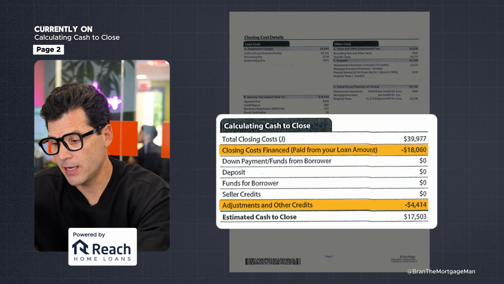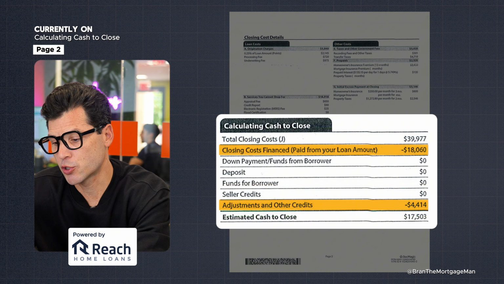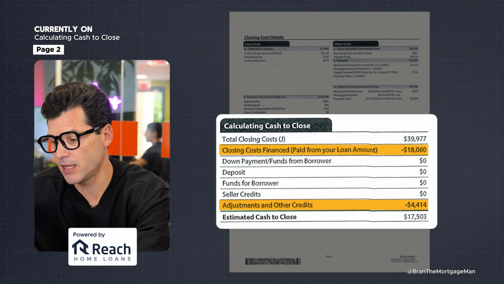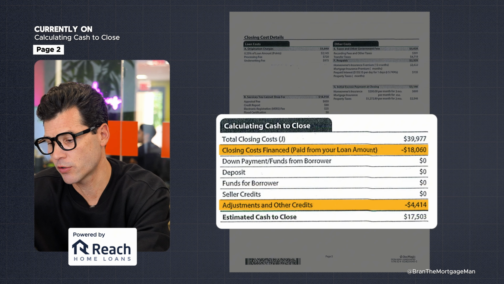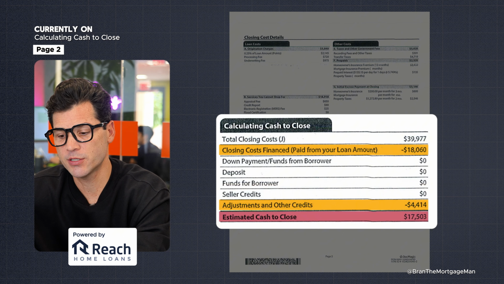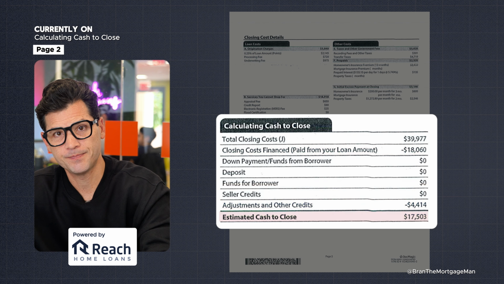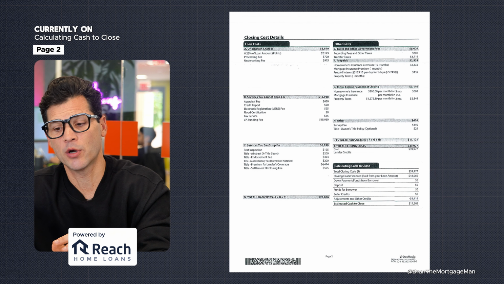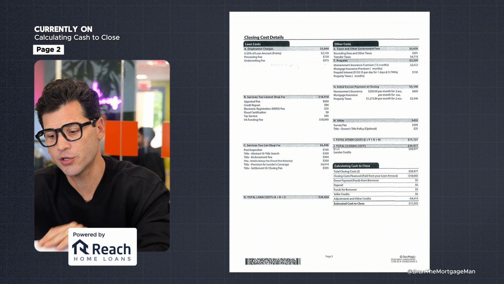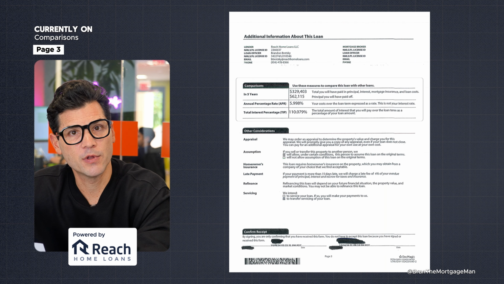The bottom line, after you take the total costs of all these sections added together, subtract the VA funding fee on this example that's being financed, and then subtract the credit from the seller for the title insurance policy, leaves $17,503, which matches the estimated cash to close figure on the bottom of page 1, right? So that's how you come to that number. Page 2 is extremely important when it comes to understanding all the costs you're going to incur with buying the property. Now, let's go to page 3 of the loan estimate.